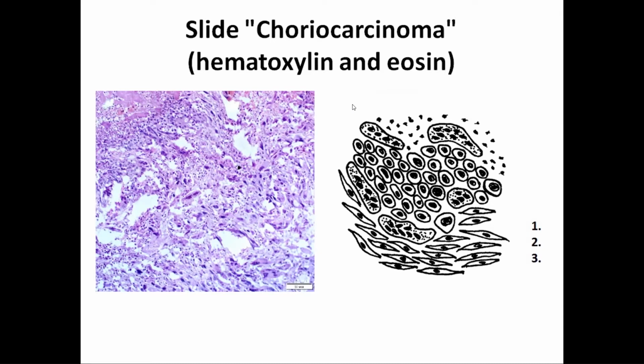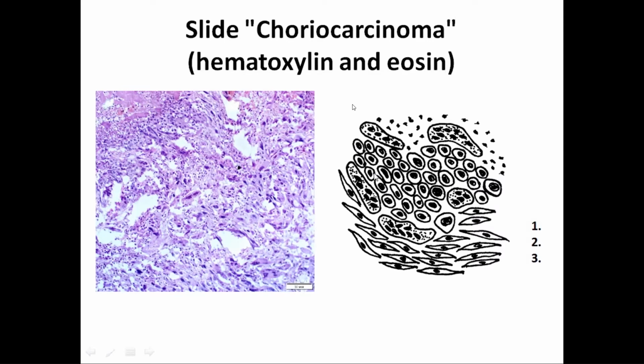Number one, choriocarcinoma is maybe only in the uterus. Choriocarcinoma. Number one, cytotrophoblast. Small cells, cytotrophoblast. This is cytotrophoblast number one.